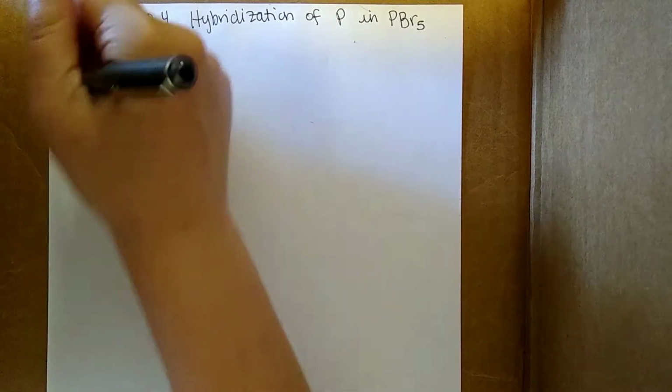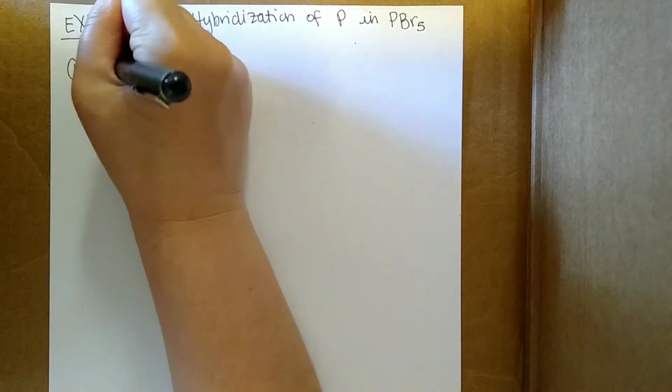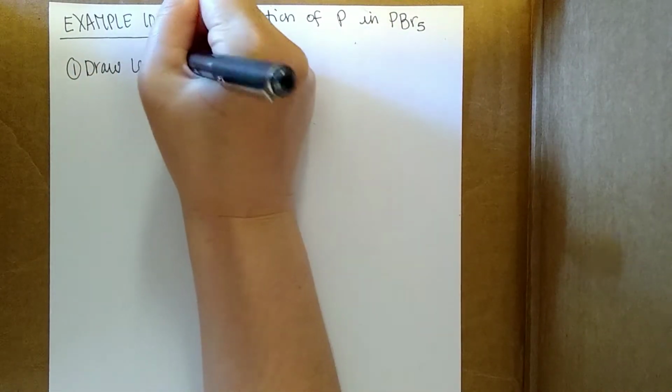Okay, in this video we are going to look at the hybridization of the central atom phosphorus in PBr5. So the first thing we need to do when we're doing these types of problems is to draw the Lewis structure. So let's begin by drawing the Lewis structure.